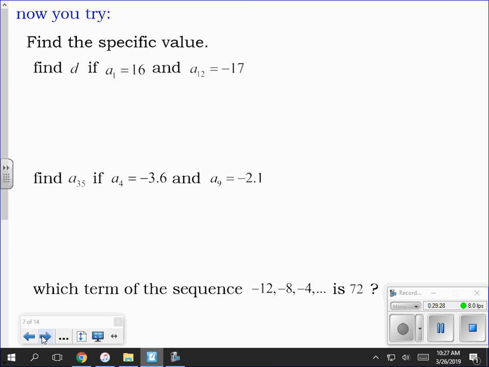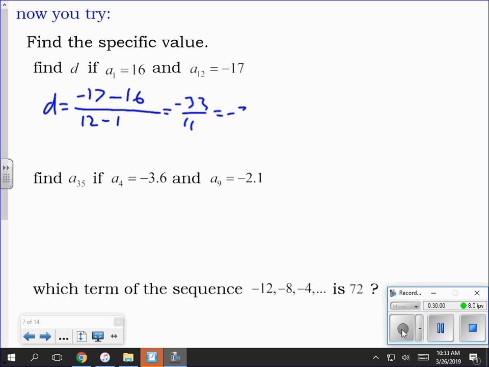Your turn, do these 3. Okay. So the first one, easiest one on here. Find D if you're given A sub 1 is 16, A sub 12 is -17. D is the last number, -17, minus first number, 16, divided by where the last number is, it's at 12, minus where the first number is, that's 1. So I get negative 33 over 11, so D is negative 3. Easy peasy.